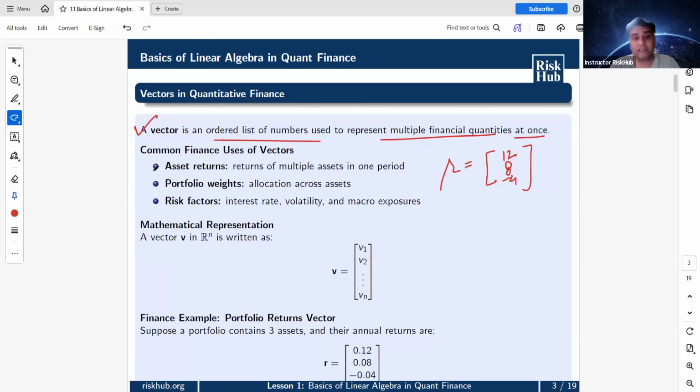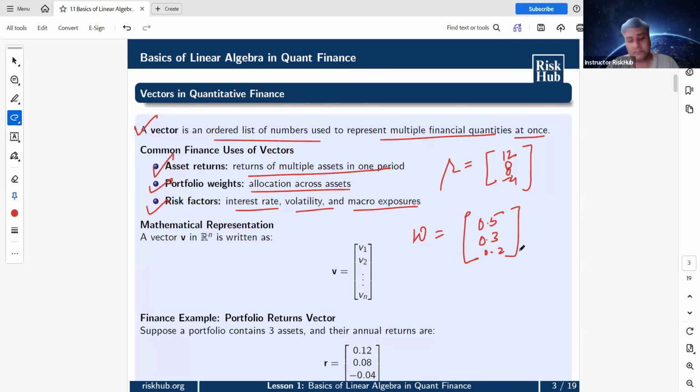Common finance uses of vectors are asset returns, meaning returns on multiple assets in one period, portfolio weights, meaning allocation across assets, and risk factors such as interest rate, volatility, and macro exposures. There are more: expected returns, and sensitivities like delta, duration, and beta. For example, portfolio weights would be equal to 0.5, 0.3, 0.2. This means 50%, 30%, 20% allocation.